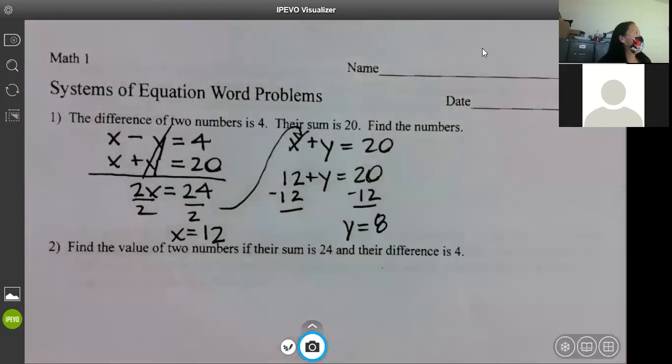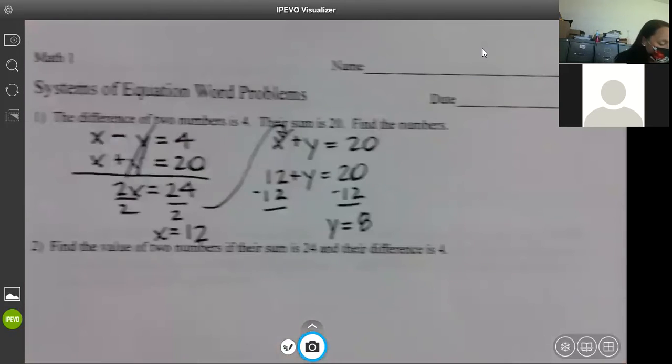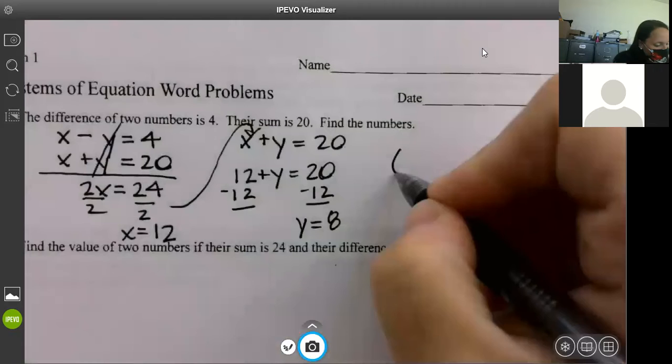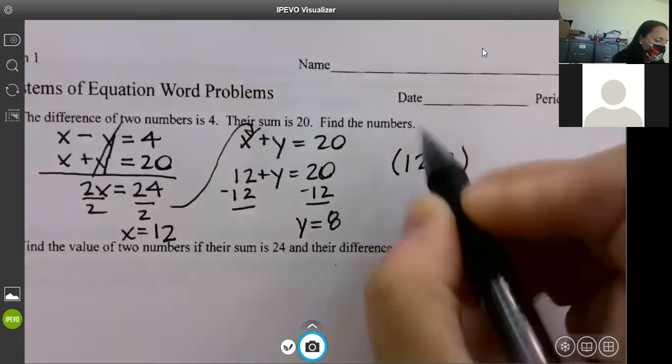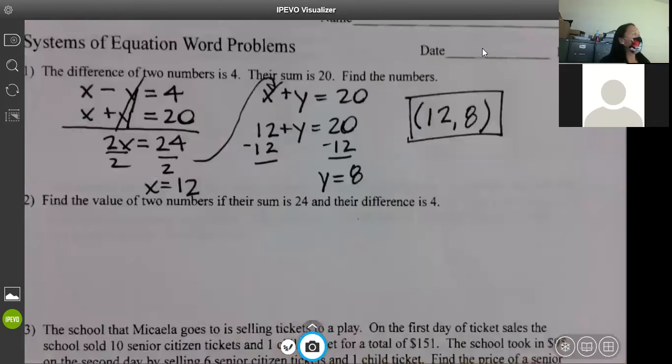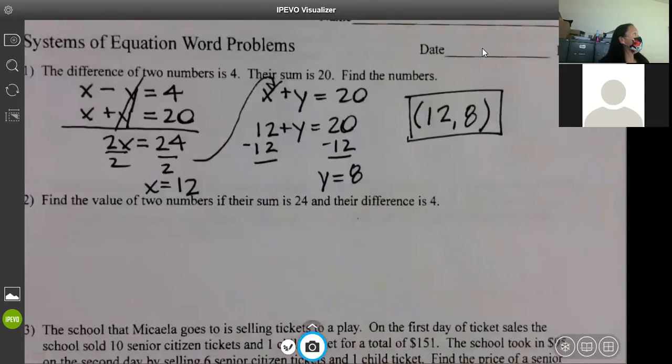Is everybody okay with that? What is my coordinate answer? 12, 8. That's it. Anything hard? So literally set up the equations. The other ones they're just as easy, and you'll see what I mean in just a minute.